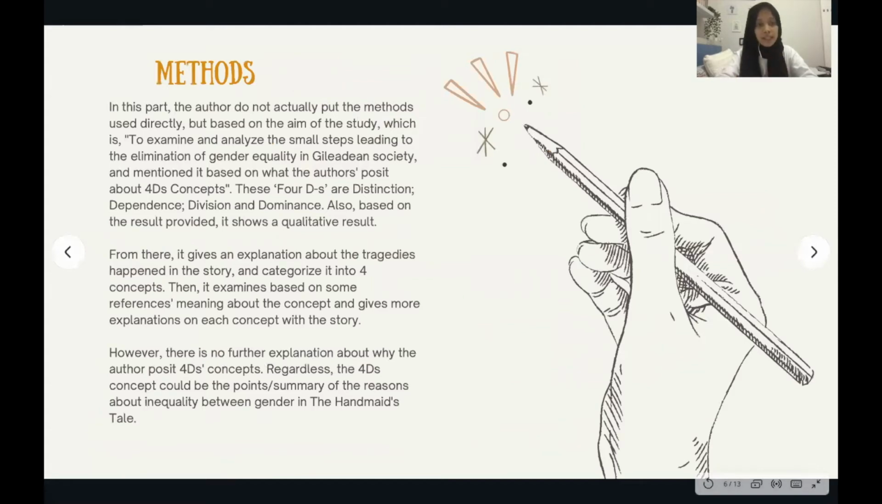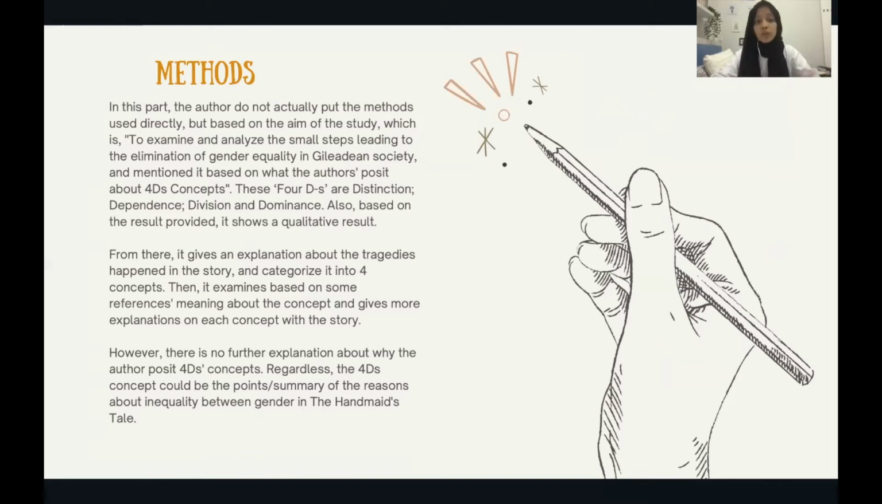And for the method, in this part, the author did not actually state the method used directly in the journal, but based on the aim of the study, which is to examine and analyze the small steps leading to the elimination of gender equality in Gileadean society, and mention it based on what the authors posit for this concept, which are distinction, dependence, division, and dominance.